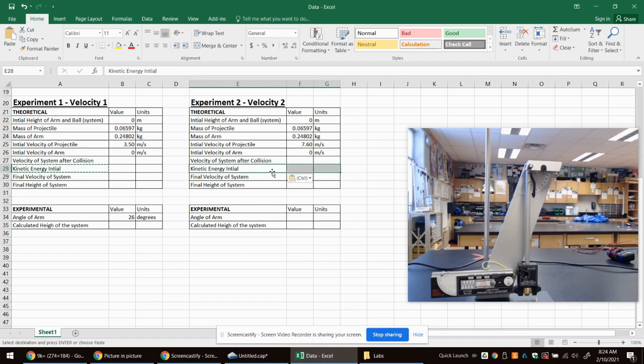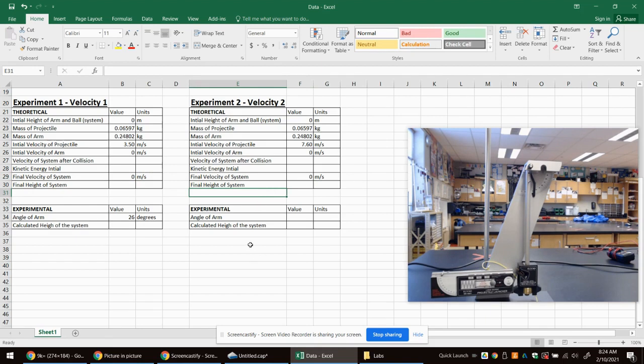Knowing the kinetic energy initially and realizing that the final velocity would be 0 when it gets to the top, we're able to solve for the height because the kinetic energy initial becomes gravitational potential energy. And so we're able to solve that out for the height, doing our 1/2 mv squared is equal to mgh.